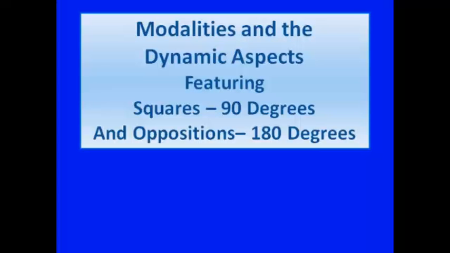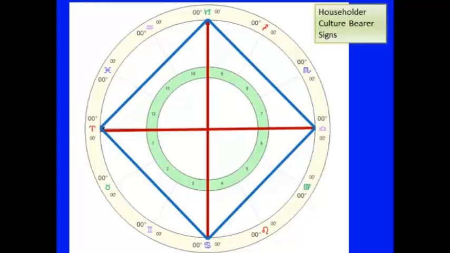So we've seen conjunctions, and now what we're going to focus on are the squares and oppositions. The squares are 90 degrees and the oppositions are 180 degrees. And we're going to look at the different modalities. So here we have 0 Capricorn, 0 Aries, 0 Cancer, 0 Libra, 0 Capricorn. They create the 90-degree squares between each other. And then Capricorn is opposite Cancer, so it creates an opposition. And Aries is opposite Libra, so you can see that it creates a grand cross and a grand square.